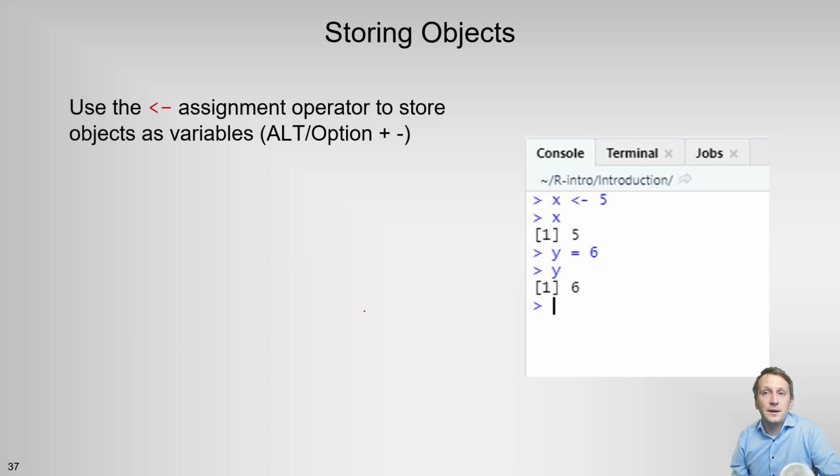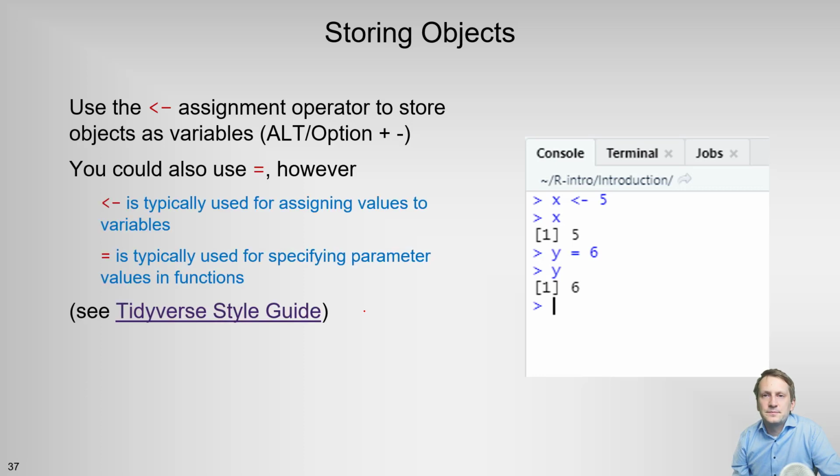Storing objects. So I've used the equal sign before, but actually the proper way of assigning is to use the arrow, the smaller than and the minus together. Actually, if you hit the Alt button and then the minus, it will do that for you. That may make typing a little bit easier. So that's the proper assignment operator to store objects as variables.